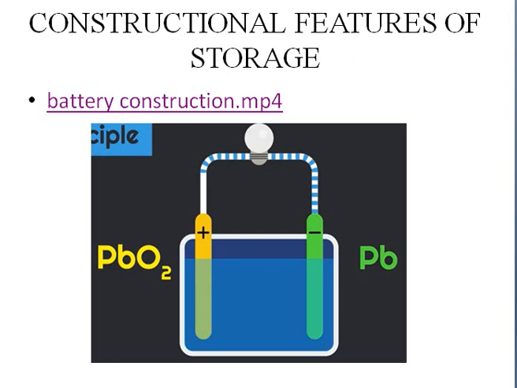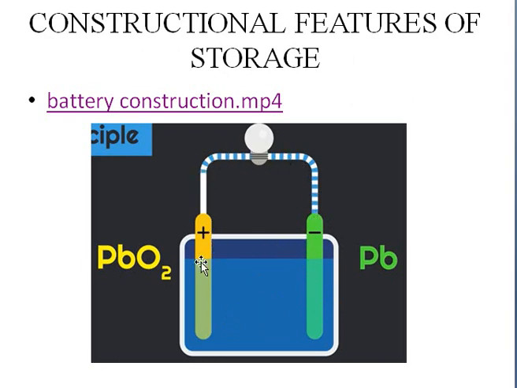And next one is constructional features of the storage battery. This is the storage battery. One side of the electrode is made with lead, and this is the lead oxide, and the liquid present here is H2SO4. When PbO2 is present, the hydrogen will move this side, and sulfur molecules will start moving this side. This will become the positive side, and this will become negatively charged, and electricity will start flowing in this direction.